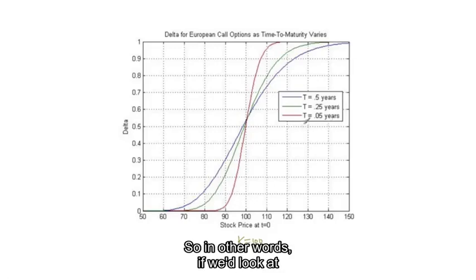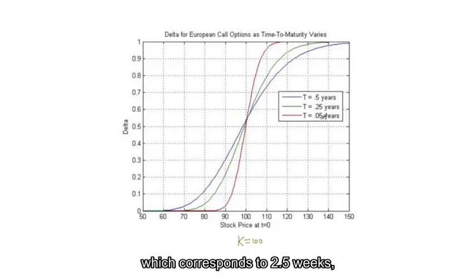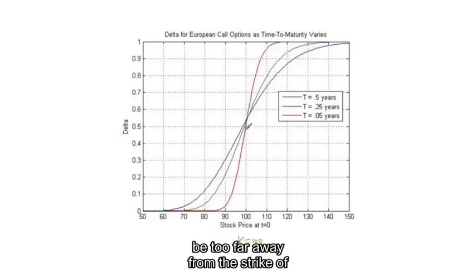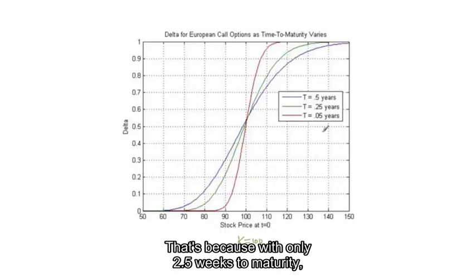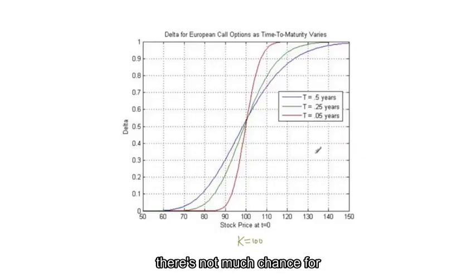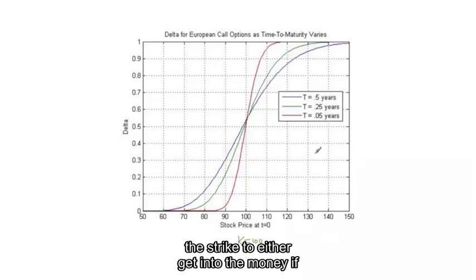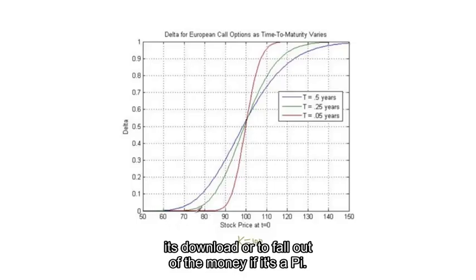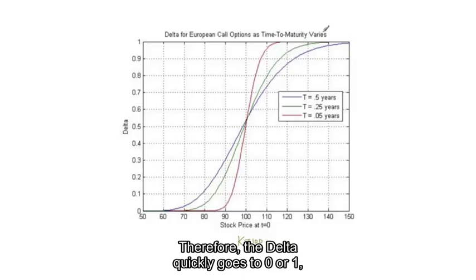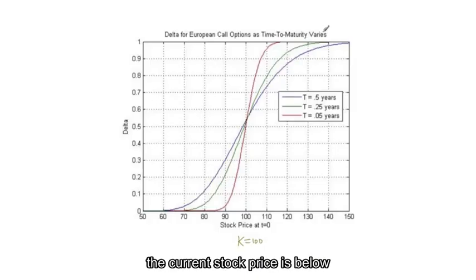So in other words, if we look at the case where T equals 0.05, which corresponds to 2.5 weeks, we see that S doesn't have to be too far away from the strike of 100 before its delta goes to 1 or 0. And that's because with only 2.5 weeks to maturity, there's not much chance for the option to either get into the money if it's down low, or to fall out of the money if it's up high. And therefore the delta quickly goes to 0 or 1 depending on whether the current stock price is below the strike or above the strike.